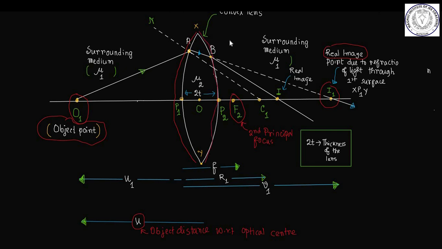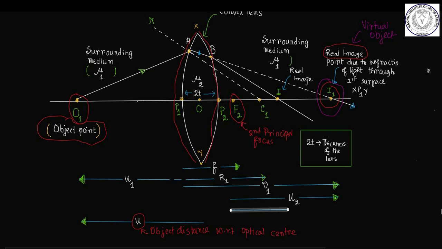Now, if we consider the second refracting surface XP2Y, I1 will be the virtual object. I1 is the real image with respect to the first refracting surface, but I1 is a virtual object with respect to the second refracting surface XP2Y. The distance of the virtual object I1 from the second refracting surface XP2Y is U2. U2 is the virtual object distance from the second refracting surface.